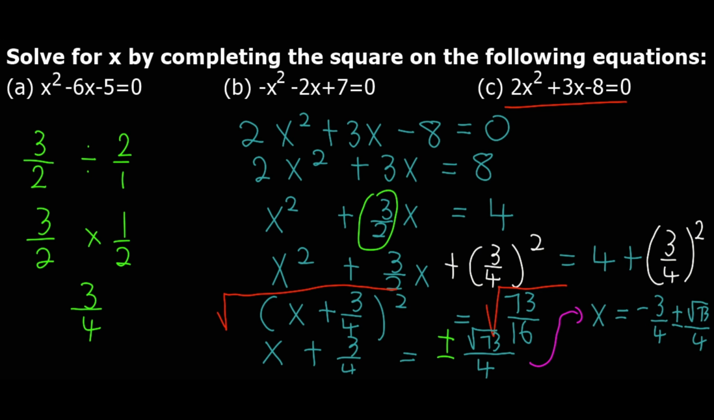Okay, write it in this way because we can see both have the same denominator. So to simplify, we write it over 4, and then from there we have negative 3 plus or minus root 73, all over 4, and then you have our final answer.